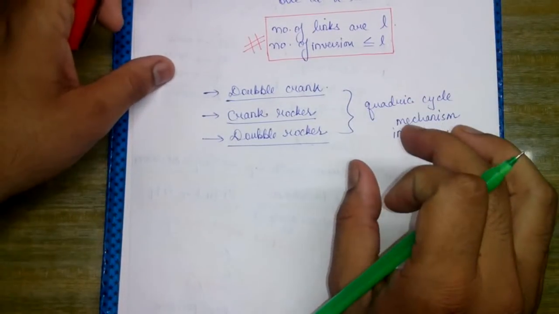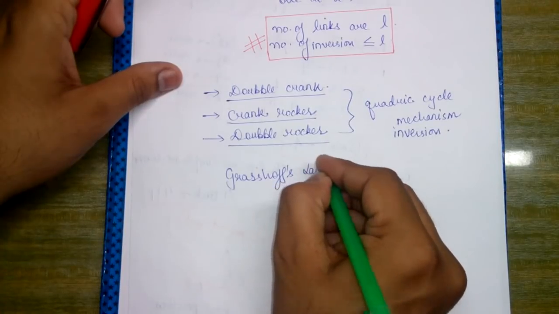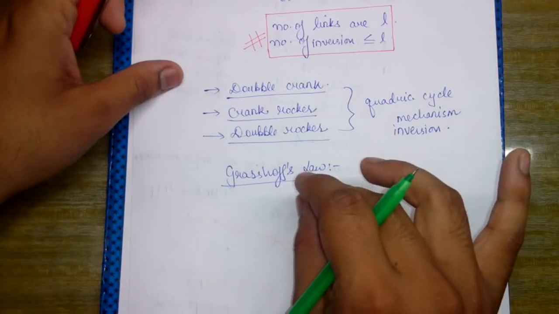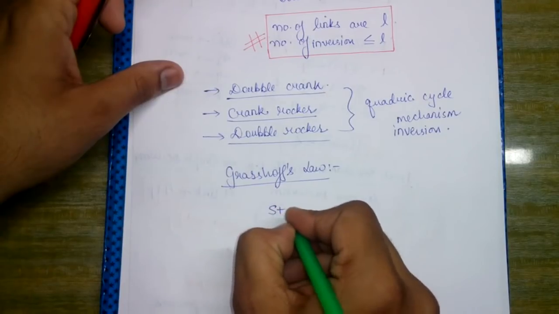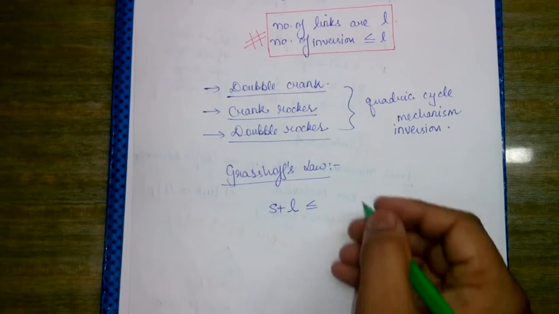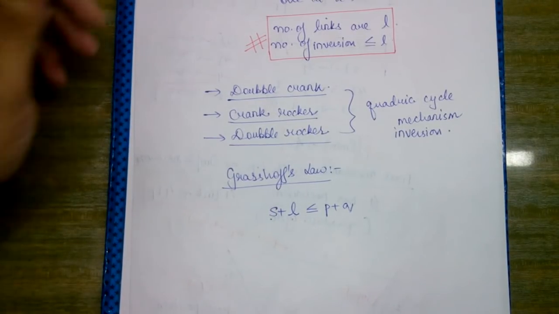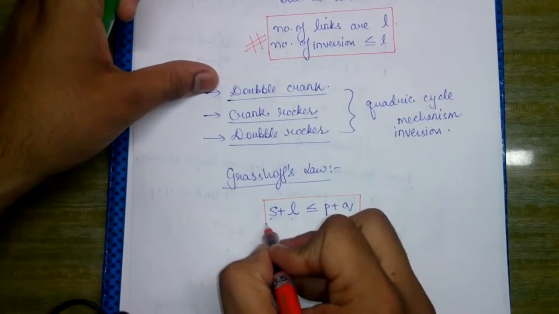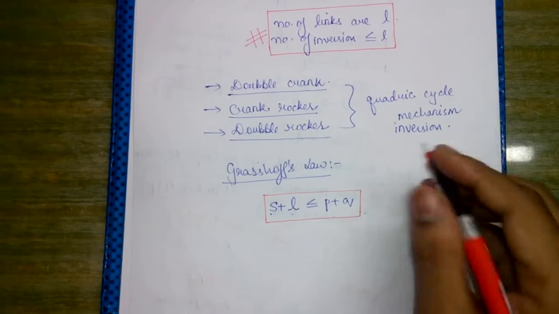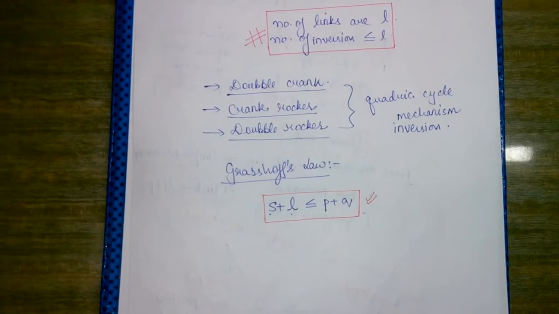Now before discussing the various inversions of this quadric cycle, we shall first discuss Grashoff's law. Grashoff's law states that for continuous relative motion between the links in a 4-bar mechanism, the sum of the lengths of the shortest and the longest links should be less than or equal to the sum of the lengths of the other two links. For example, if the smallest link is S and the largest link is L, then S plus L should always be less than or equal to P plus Q in order to have continuous relative motion. This applies not to any number of links, but to the four links in a 4-bar mechanism.